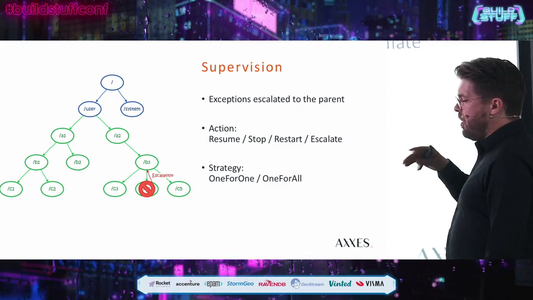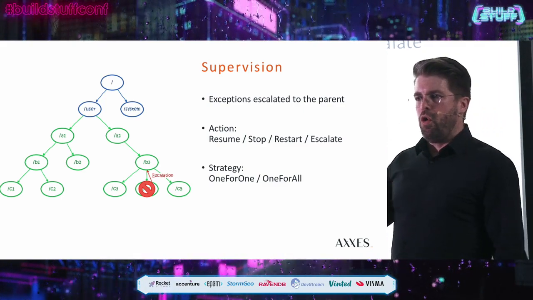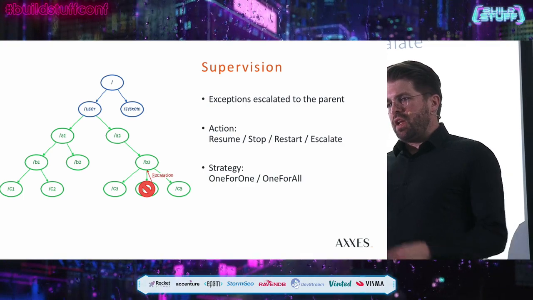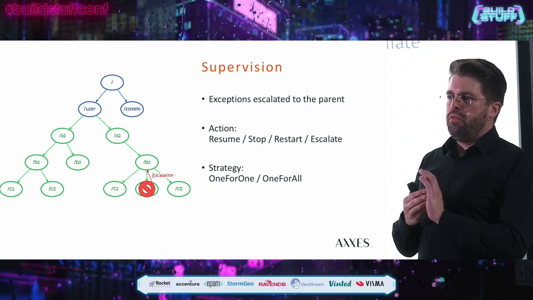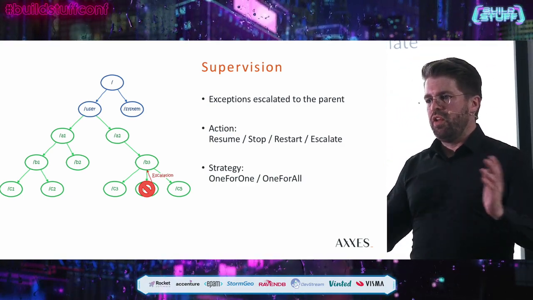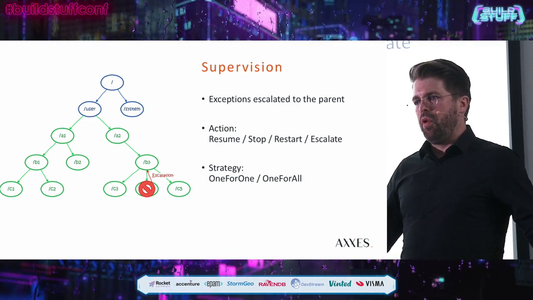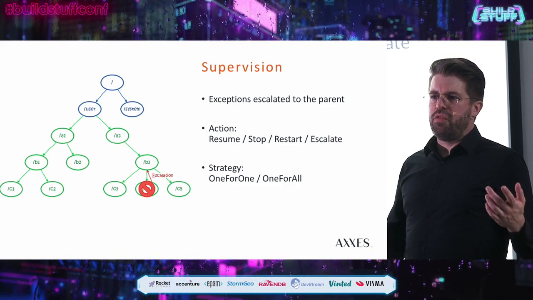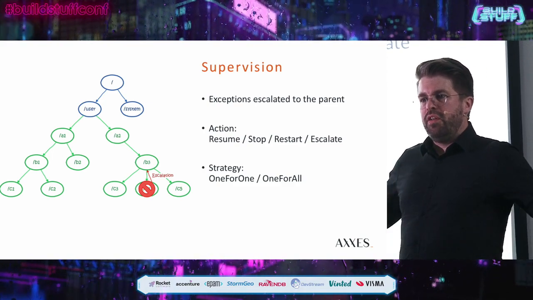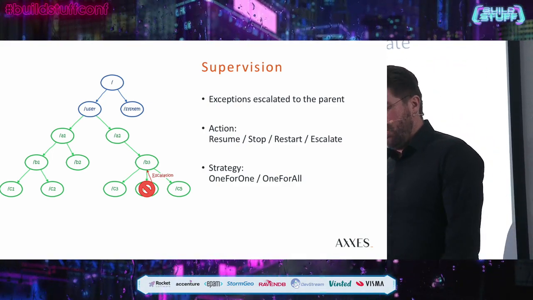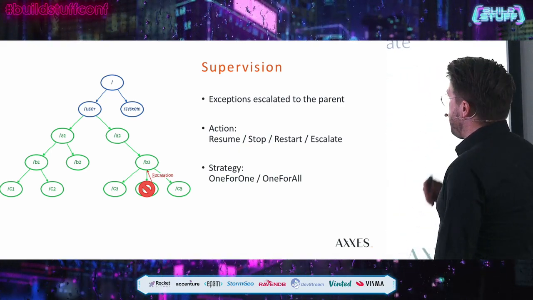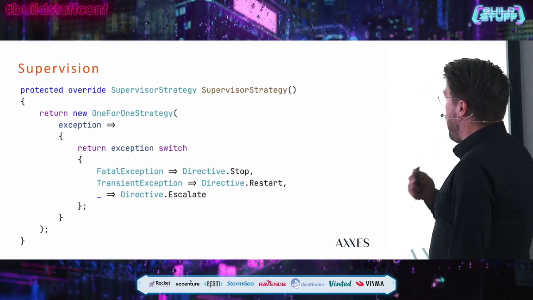And you can either apply this to the one failing actor or to all of your children. The second becomes important when, for instance, you cut a large workload into many different parts. You delegate all the parts to multiple actors. And if the whole workload is invalidated by one failure, then you clear out all the children and start again, right? So that's supervision.